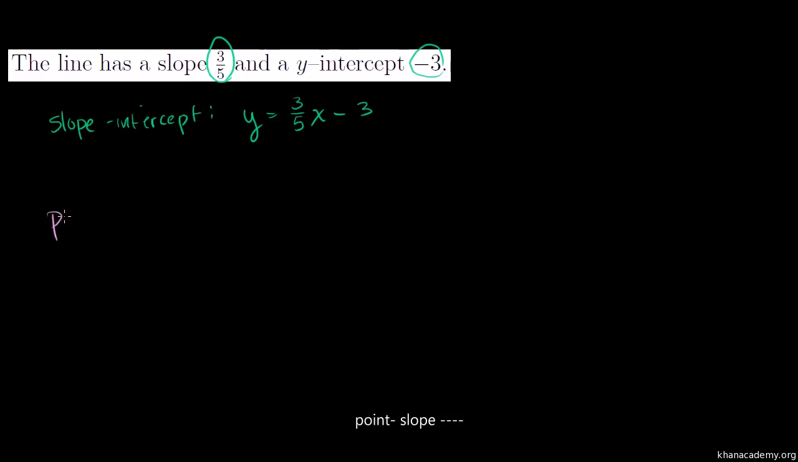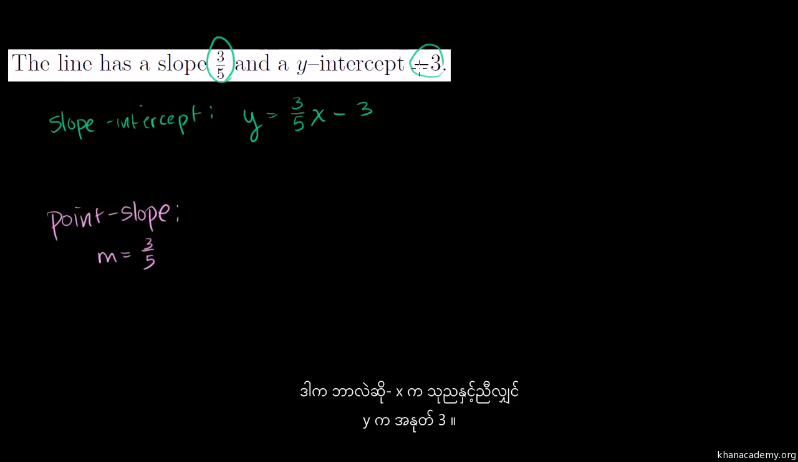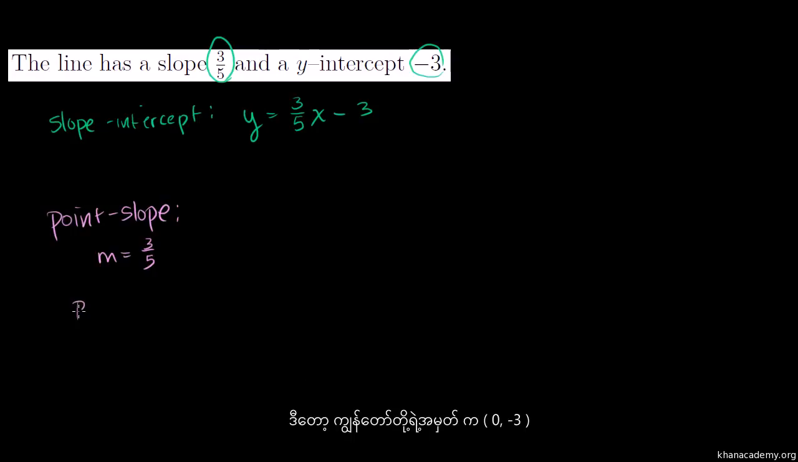So how do you do this into point slope? Well, we know the slope. We know that m is equal to 3/5. But do we know any points on this line? You need a point and a slope to immediately put into point slope form. Well, we know one point. We know the y-intercept. The y-intercept is -3. That means when x is equal to 0, y is equal to -3. So our point is the point 0, -3.